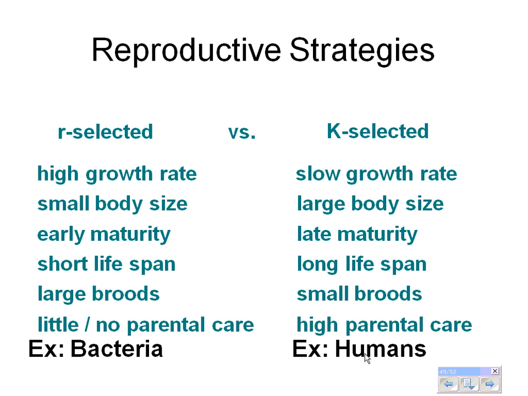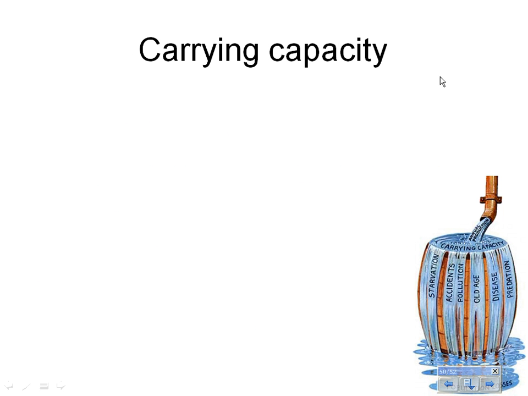Again, many organisms share characteristics of both. So it looks like everything's so cut and dry here, but it's really not what we see in nature. All right, carrying capacity. Remember that the carrying capacity is the maximum number of individuals that an area can hold or support.